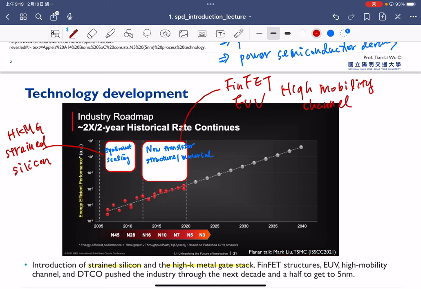So that's how we continue to have innovation in semiconductor technology to allow us to follow the roadmap, to have very high performance but also low power consumption semiconductor technology. So that's why the FinFET structure is coming. We use EUV, and we have also considered the high mobility channel.